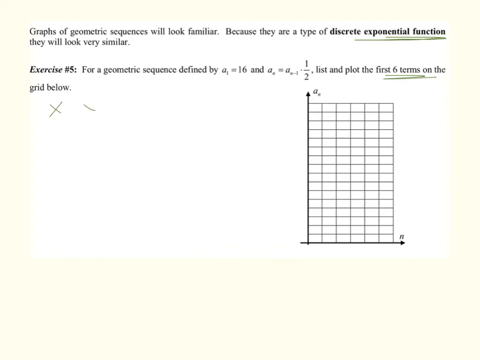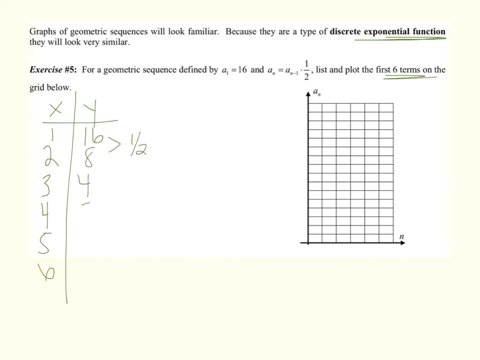Okay, right away, create my table. How far am I going to go out? To 6. So 1, 2, 3, 4, 5, 6. You can type it right into your 16 here. And now all I'm doing is taking that 16 and multiplying it by 1/2. So what is half of 16? 8. Half of 8 is 4. Half of 4 is 2. Half of 2 is 1. Half of 1 is 1/2.